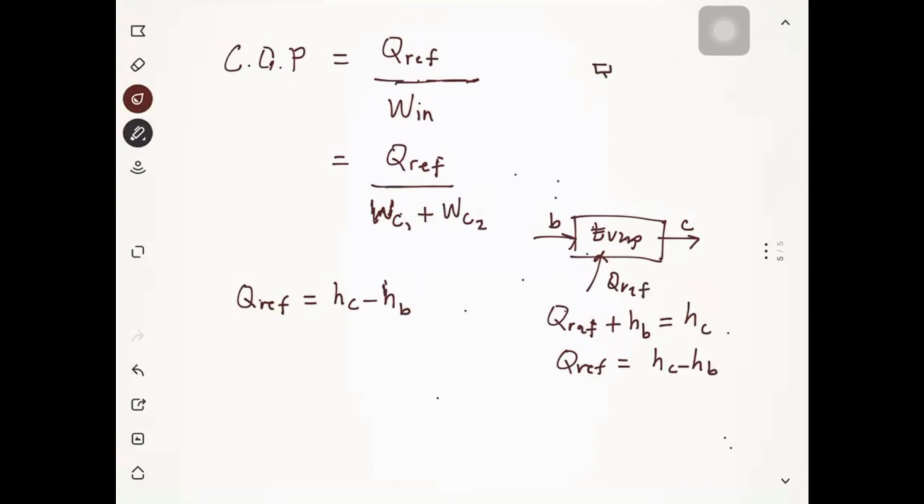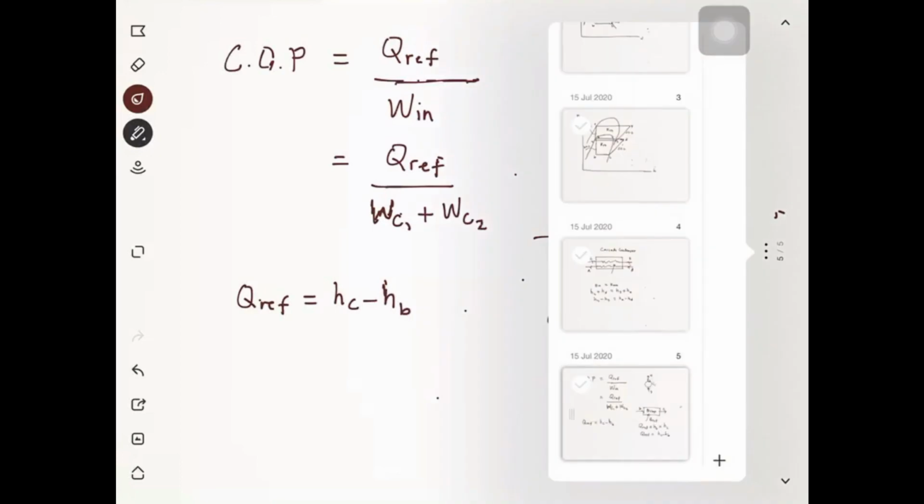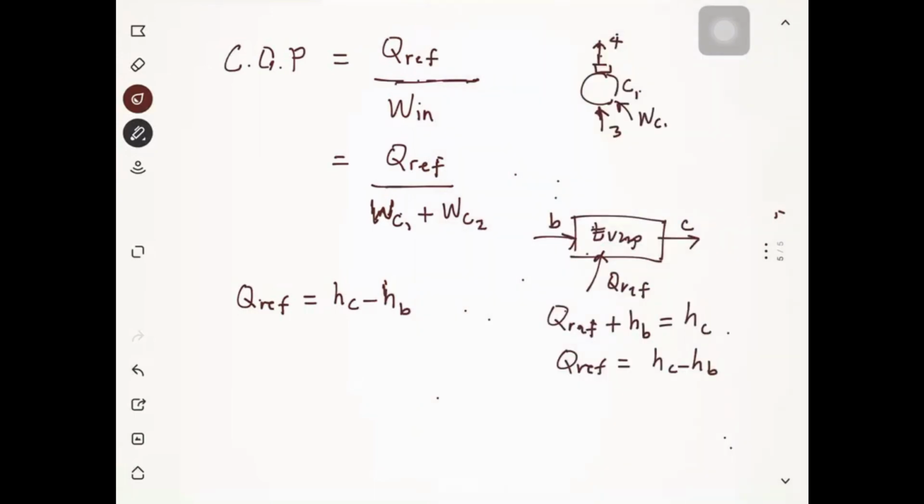So for our compressor 1, we have the outlets at points 3 and 4. Okay, so this is the work of our compressor 1. By energy in, energy out, the work of our compressor 1 plus H3 is equivalent to H4. So the work of our compressor 1 is H4 minus H3.